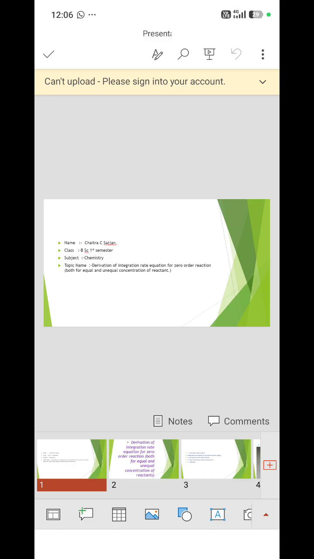My name is Chaitra Sajjan. Class: BSc first semester. Subject: chemistry. Topic name: derivation of the integrated rate equation for a zero order reaction, both for equal and unequal concentration of a reactant.